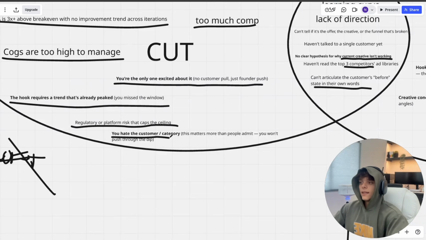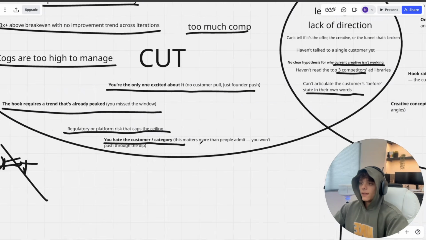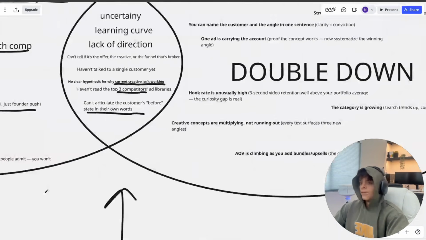And also, if you hate the customer or category, this matters more than people admit, and you won't push through the dip. So if this product is going to take effort, you don't like the product, you don't like the customer, you're not stoked about it, you're not going to want to do it. So you probably should just cut and find a better opportunity.